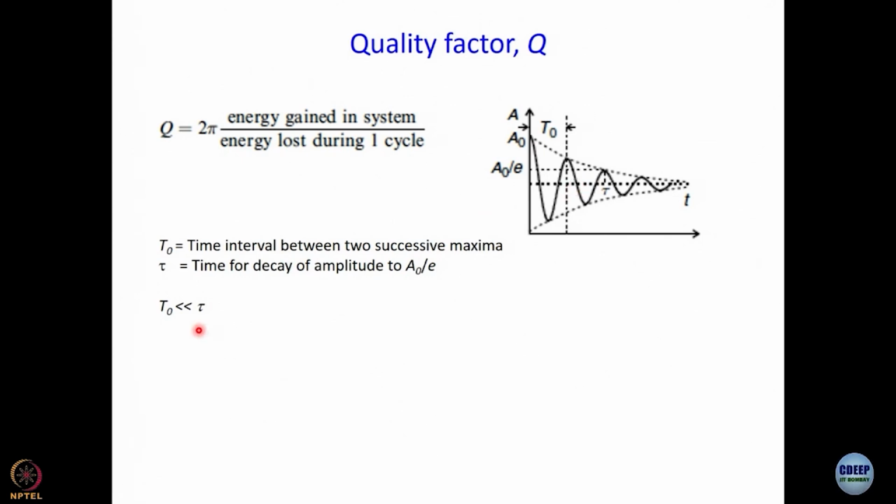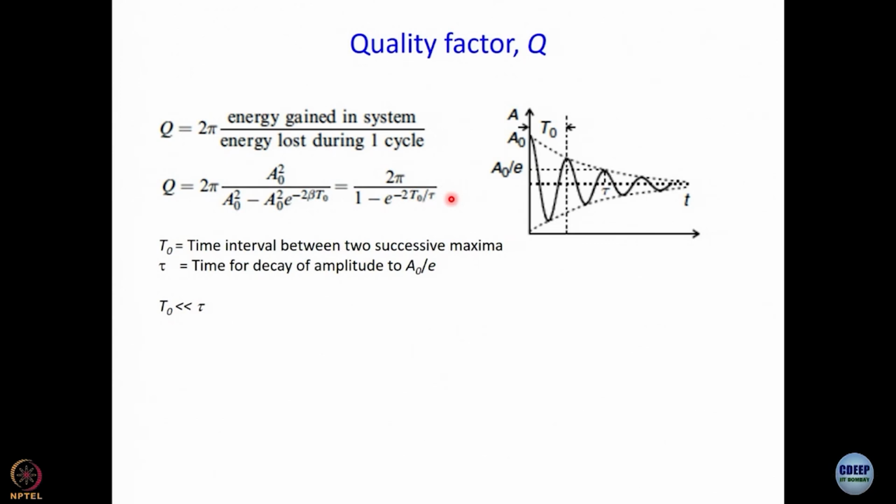But let me write something, let me write this 2 pi, then what is energy gained in the system? A0 square. What is energy lost in one cycle? It will be A0 square minus A0 square into e to the power minus 2 beta by T0. For now, do not worry about what beta is, we will have to come back to that. We can go to the final expression, A0 square will cancel between numerator and denominator. You are left with 2 pi divided by 1 minus e to the power minus 2 T0 by tau, which is a very familiar form of equation for us, right.